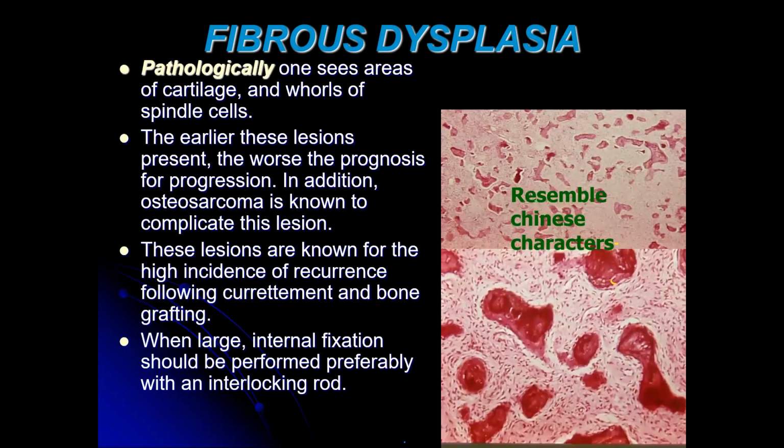This shows you the pathology. You see areas of cartilage, whorls of spindle cells. The earlier these lesions present, the worse the prognosis. In addition, osteosarcoma is known to complicate this lesion. These lesions are known for the high incidence of recurrence following bone graft. Internal fixation should be performed, preferably with an interlocking nail.